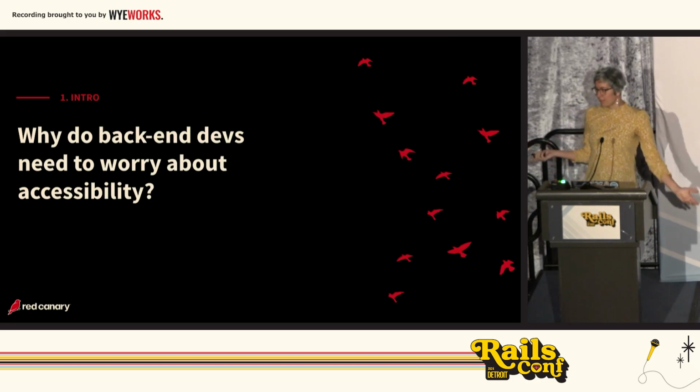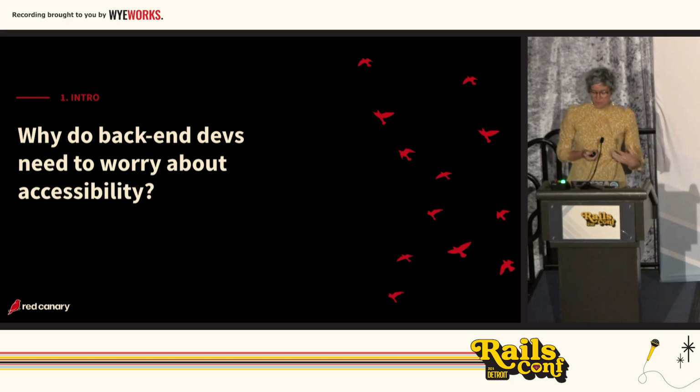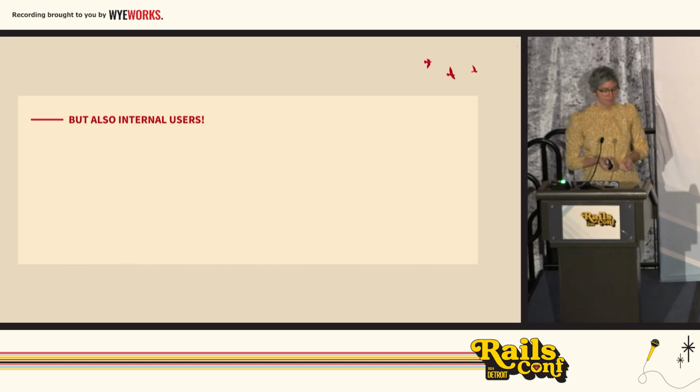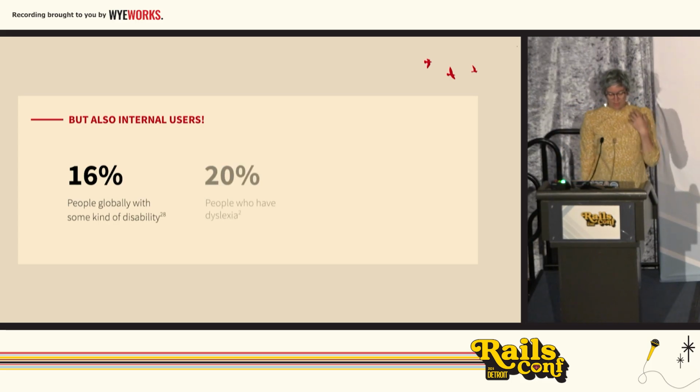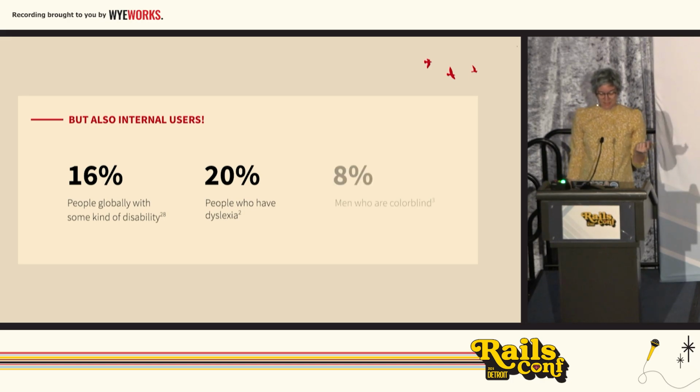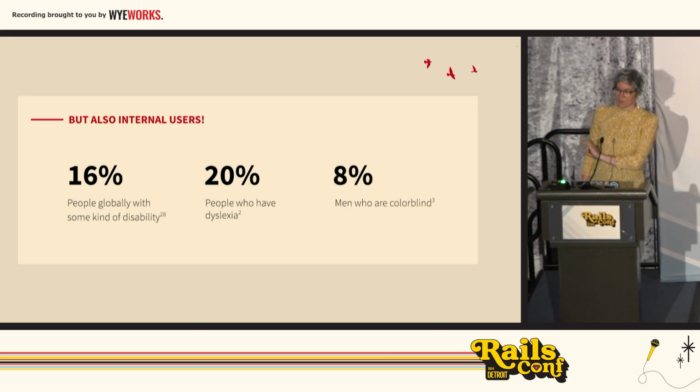So first, why do we even need to worry about accessibility? Typically, we think about external users when we hear accessibility, and we think about the interface, the front end. There are also internal users. So a couple of stats here. 16% of people globally have some kind of disability. 20% of people have dyslexia. 8% of men are colorblind.